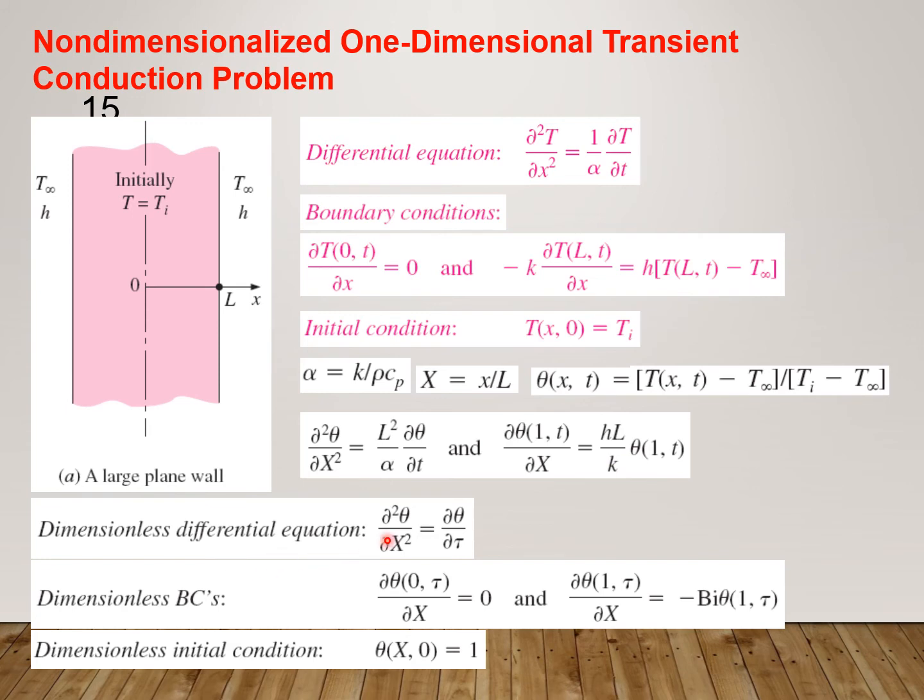Dimensionless differential equations. So these three equations we will remember. Del square theta upon del x square is equal to del theta upon del tau. Dimensionless boundary conditions: del theta bracket 0 comma tau upon del x is equal to 0, and del theta bracket 1 comma tau upon del x is equal to minus Biot number theta 1 comma tau. Dimensionless initial condition: theta, which is a function of x comma 0, is equal to 1.